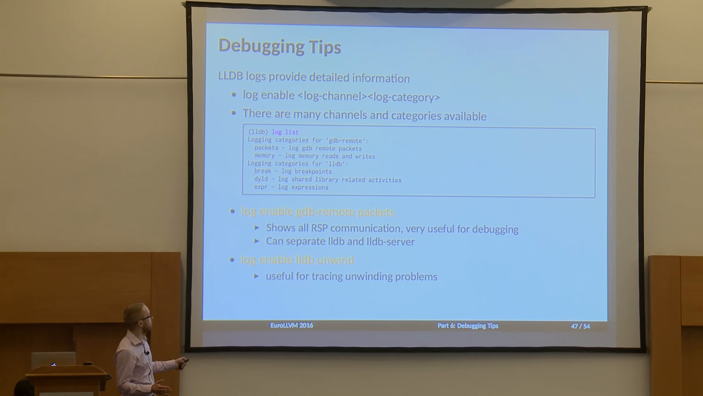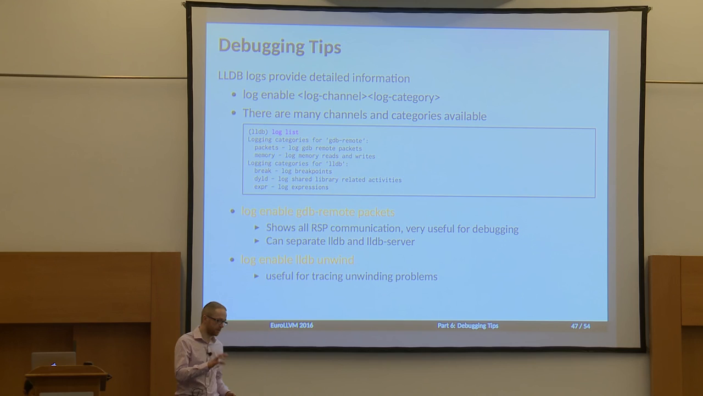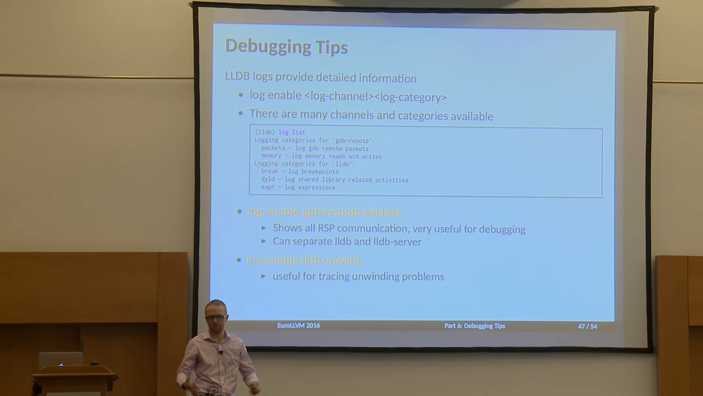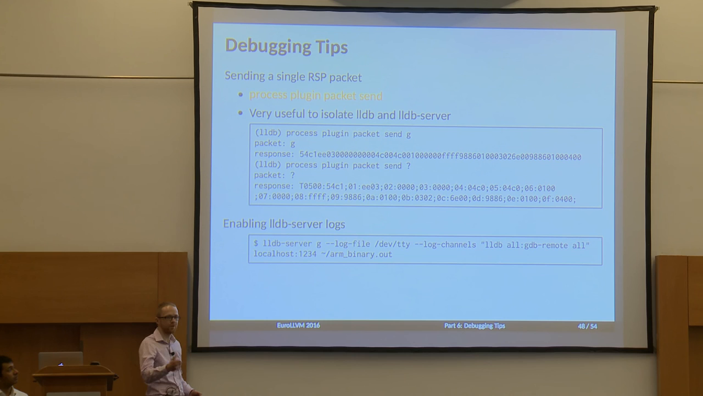There's another very useful thing. Throughout the talk, I've been showing you packets from LLDB only, because as a user you type log enable in LLDB, and you see the packets in LLDB. Now, there's LLDB server running somewhere. It's receiving packets, it's sending packets, but how can you be sure it's receiving and sending the right packets? Very often you want to see the packets coming and leaving LLDB server.